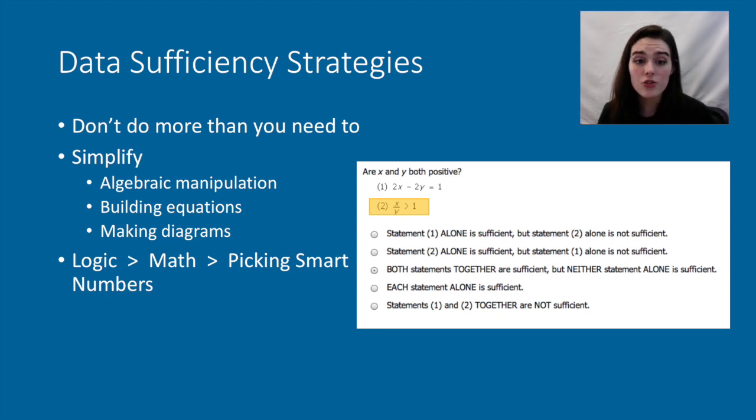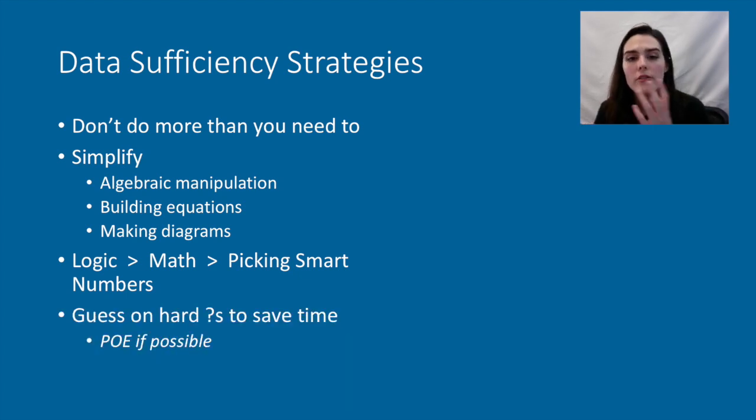All right, and then the last strategy is more of an overarching theme, which is to guess on hard questions to save time. Now, in an ideal world, we would be able to solve every single problem, right? We would be able to go through and evaluate each statement, solve every single problem, get to exactly the answer we want, finish with time to spare. But this isn't what the quant section looks like for most people. There are going to be problems that you're going to take 5 minutes on and you're still not going to be sure on your answer.